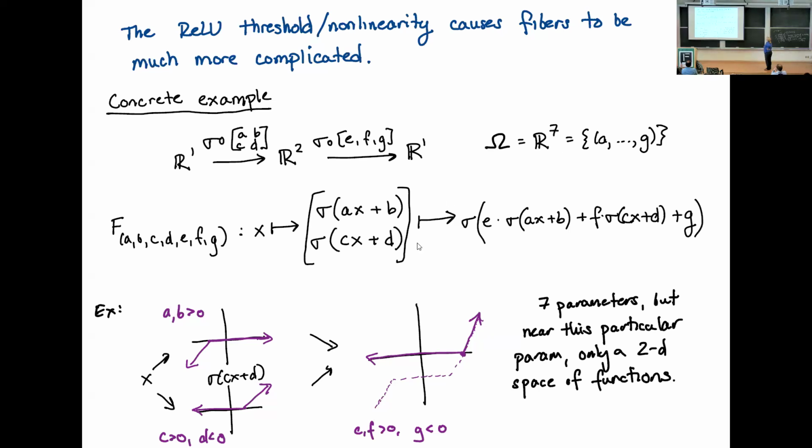Concretely, here's what the map is. Your input x gets sent to ReLU of Ax plus B in the first coordinate and ReLU of Cx plus D in the second coordinate. And then your next layer does this. Let's envision what this looks like. This is my example down here. Let's imagine we initialize somewhere where A and B are positive. We can then envision the graph of this first neuron as this little picture right here. So Ax plus B would give you a line that looks like this.